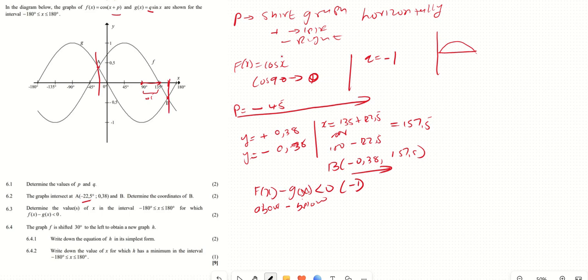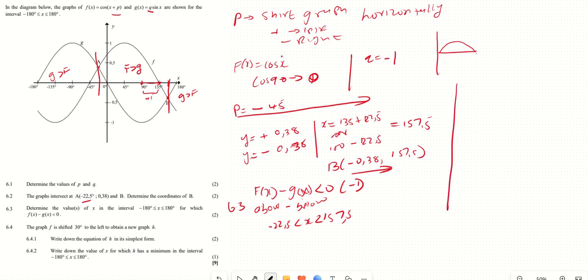Here they are equal. In this case, we can see that g is greater than f. Here f is greater than g. Here we can see that g is greater than f. So this is where f is above g. In this case, we're going to say this is between negative 22.5 less than x less than 157.5. That's the answer for 6.3.